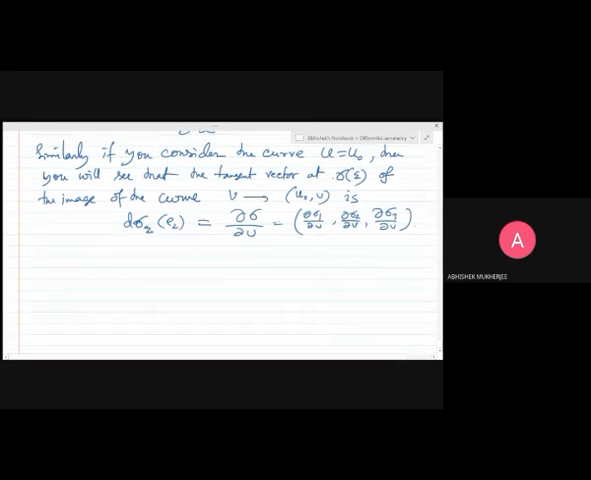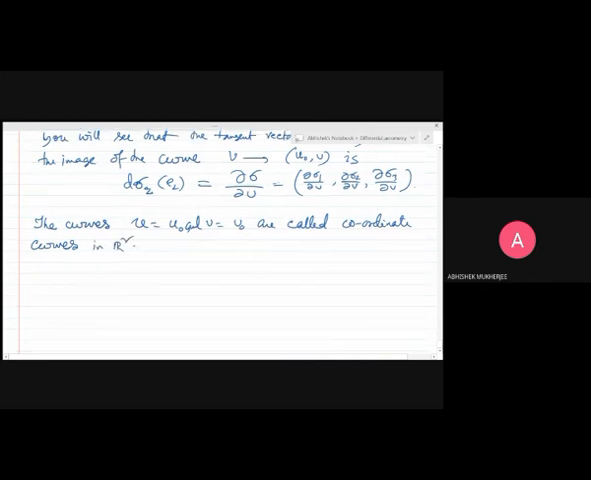So with respect to this, the curves u equal to u naught and v equal to v naught are called coordinate curves in R2.